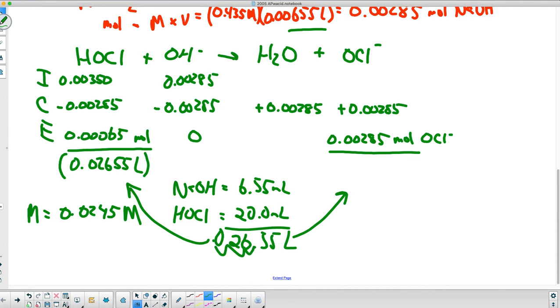Okay, so I'm going to divide this also, 0.2655 liters, and that's going to get me the 0.107 concentration of OCl minus. Okay, so just follow along with everything that I have here.